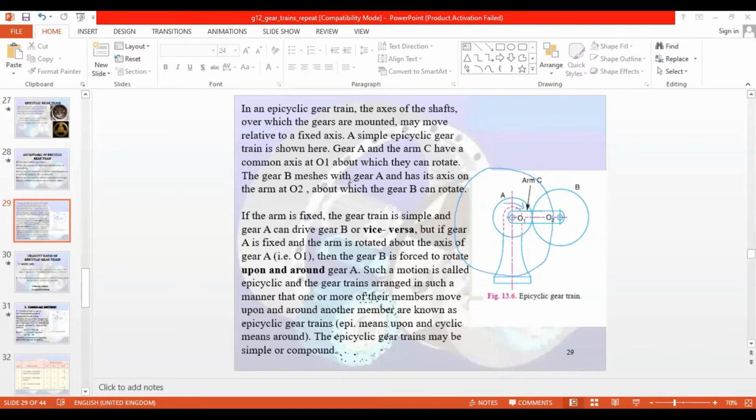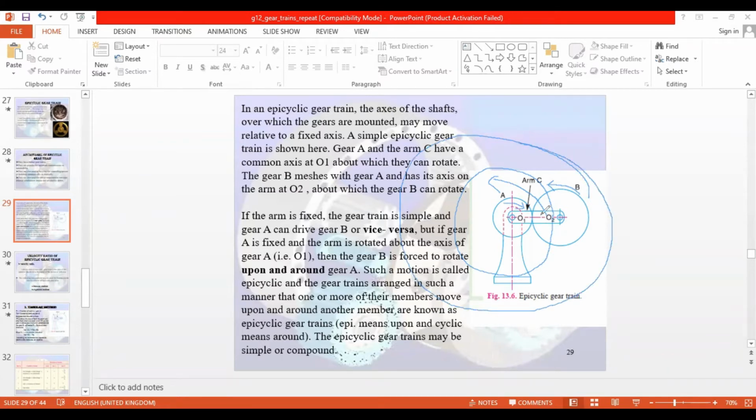The gear B meshes with gear A. Gear B is meshed with gear A and has its axis on the arm at O2. So here gear B has the axis at O2. This is O2, about which gear B can rotate, right? So when this arm rotates this way on this axis, what do you think of this B? This B will rotate itself, and it will rotate like this, right?